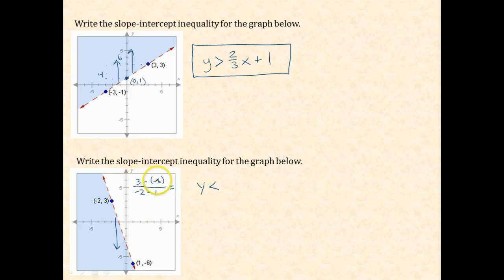So 3 minus negative 6, that's 3 plus 6, that's 9, over negative 2 minus 1, that's negative 3. 9 over negative 3 reduces to negative 3. So y is less than negative 3x, and then what's the y-intercept? Looks like it crosses at negative 3.